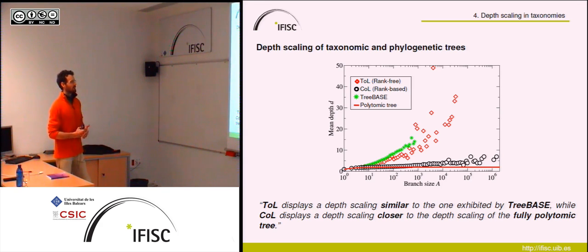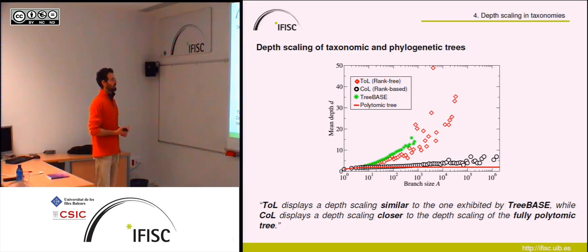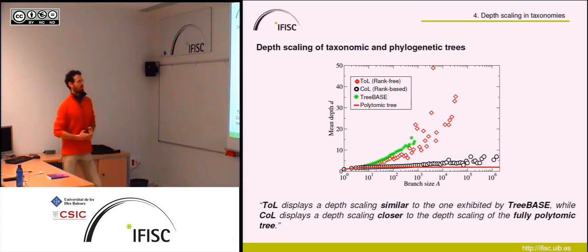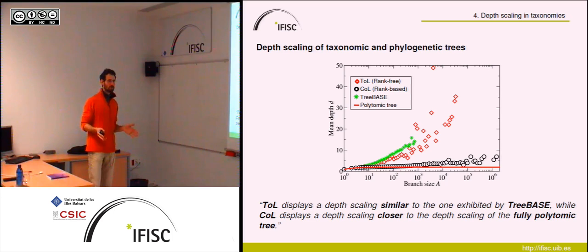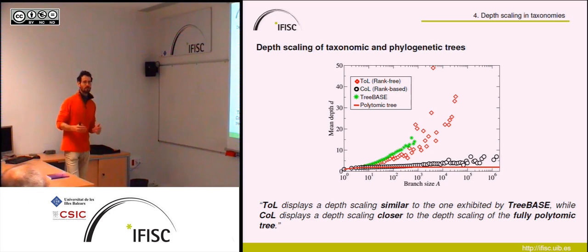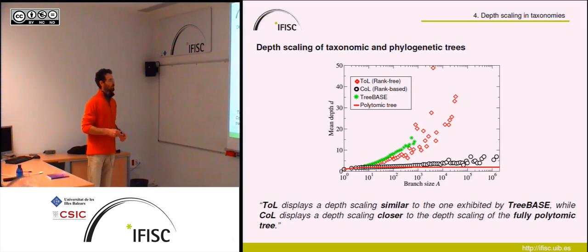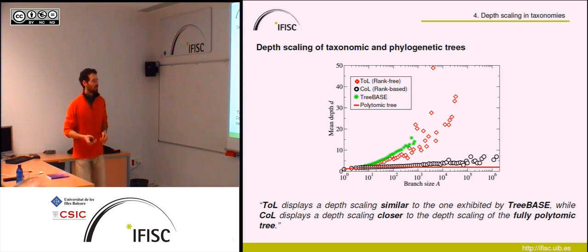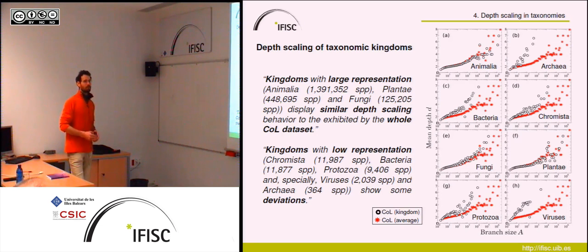And this similarity with the behavior of a fully polytomic tree can be explained, taking into account that the rank-based taxonomic criteria consider a fixed depth in the classification. So regardless of the number of organisms that you are considering, the mean depth is approximately constant. While for a fully polytomic tree the mean depth is 2, for this rank-based taxonomic tree of Catalog of Life, the mean depth is 8.